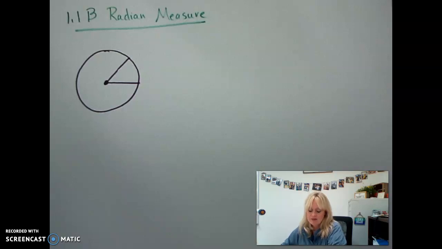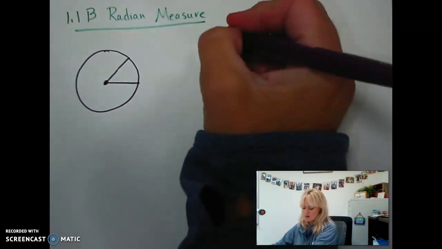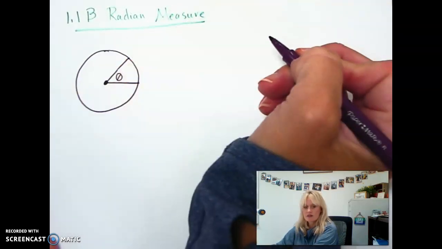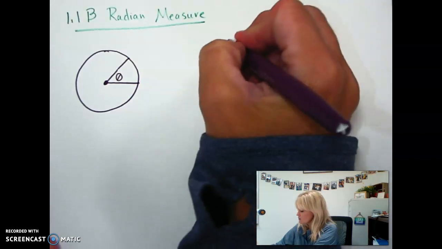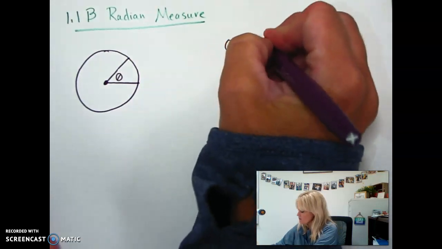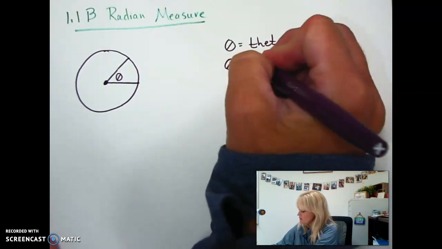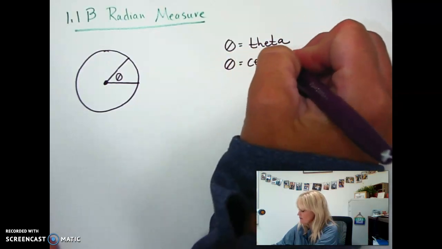Hi, 1.1b. Today we're going to talk about radian measurement. Radians is similar to degrees, but it's something completely different that you haven't heard of before. When we talk about radian measurement, our angle is still theta, like we talked about yesterday. This is the Greek letter theta, or in other words, what we call your central angle.